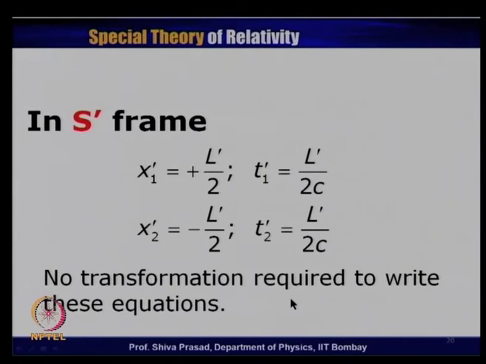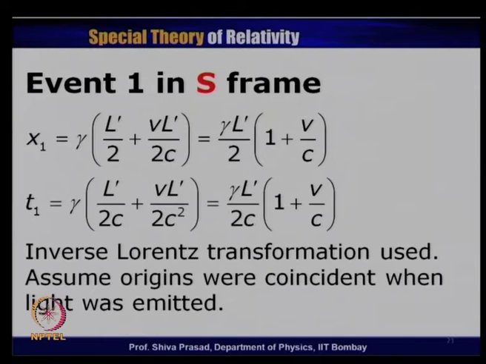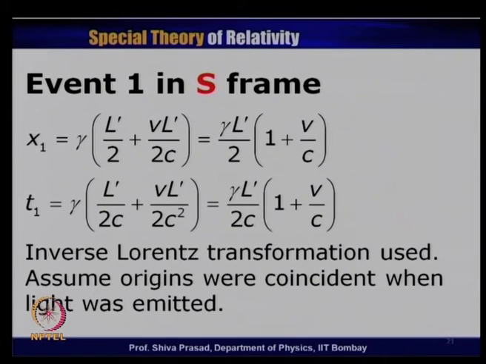Remember, we have not used any transformation to write these equations. I do not need any transformation if we have all the information in the same frame, and all this basic information has been given in the S prime frame of reference. Now let us try to write the coordinates of these two events in the S frame. Let me first write event number 1.